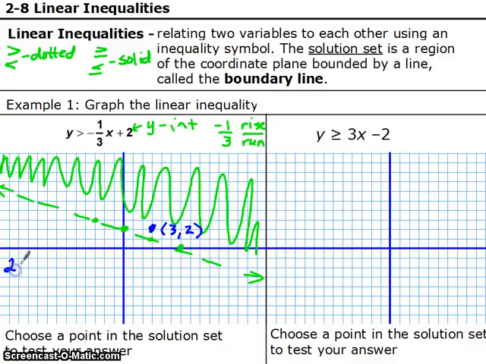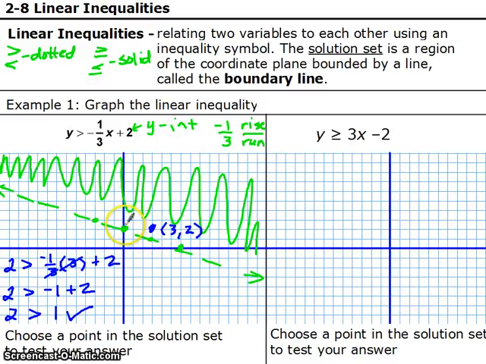So this is 2 is greater than negative 1/3 times 3 plus 2. The 3 and the 3 cancel. So that's 2 greater than negative 1 plus 2. And negative 1 plus 2 is 1. So is 2 greater than 1? It is. So we know we've shaded the right area. That's just to be safe, in case you're ever worried you may have not shaded the correct area. You can choose that.